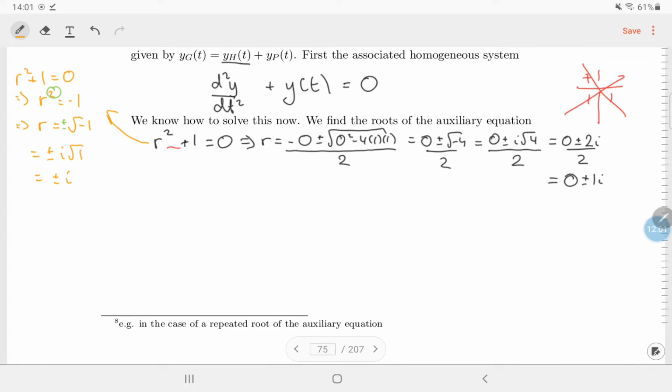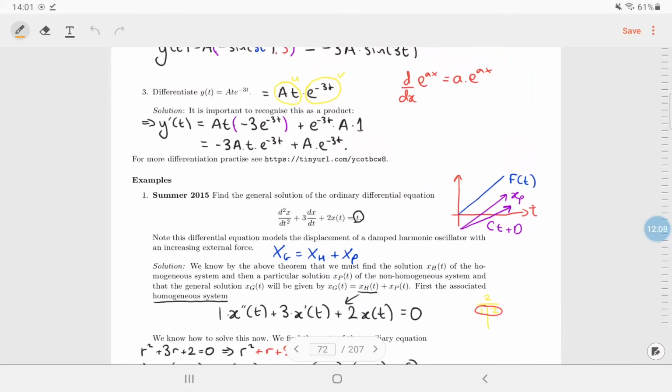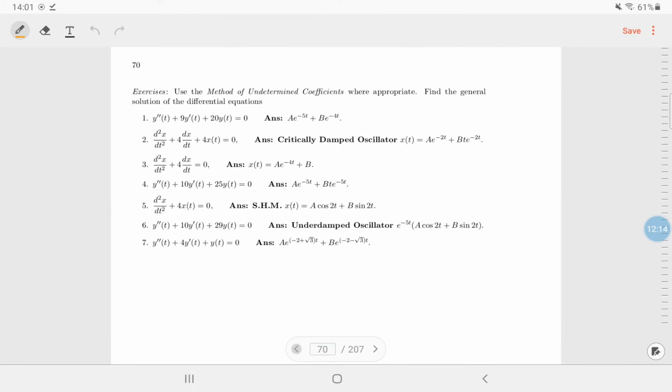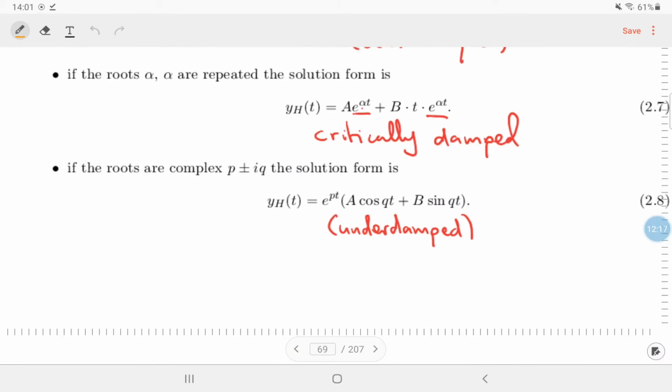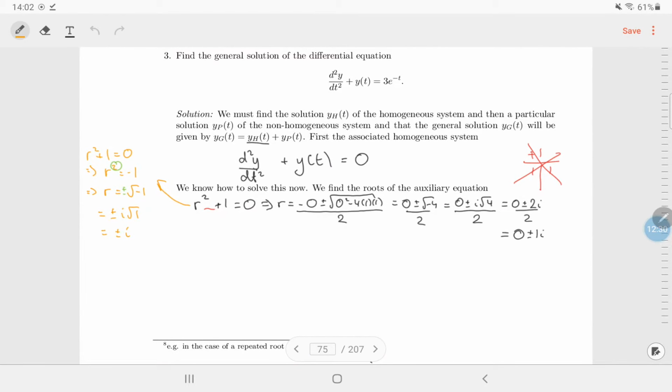Now the question is, if you now want to write down the homogeneous solution, we have to go back. This is even something I used to put on the exams. So this is the form. If it's p plus or minus iq, this is the solution form for underdamped. So the problem is you might be stuck. How is plus or minus i, p plus or minus iq? And that maybe is where students might get a bit stuck. It's possibly a bit easier over here.